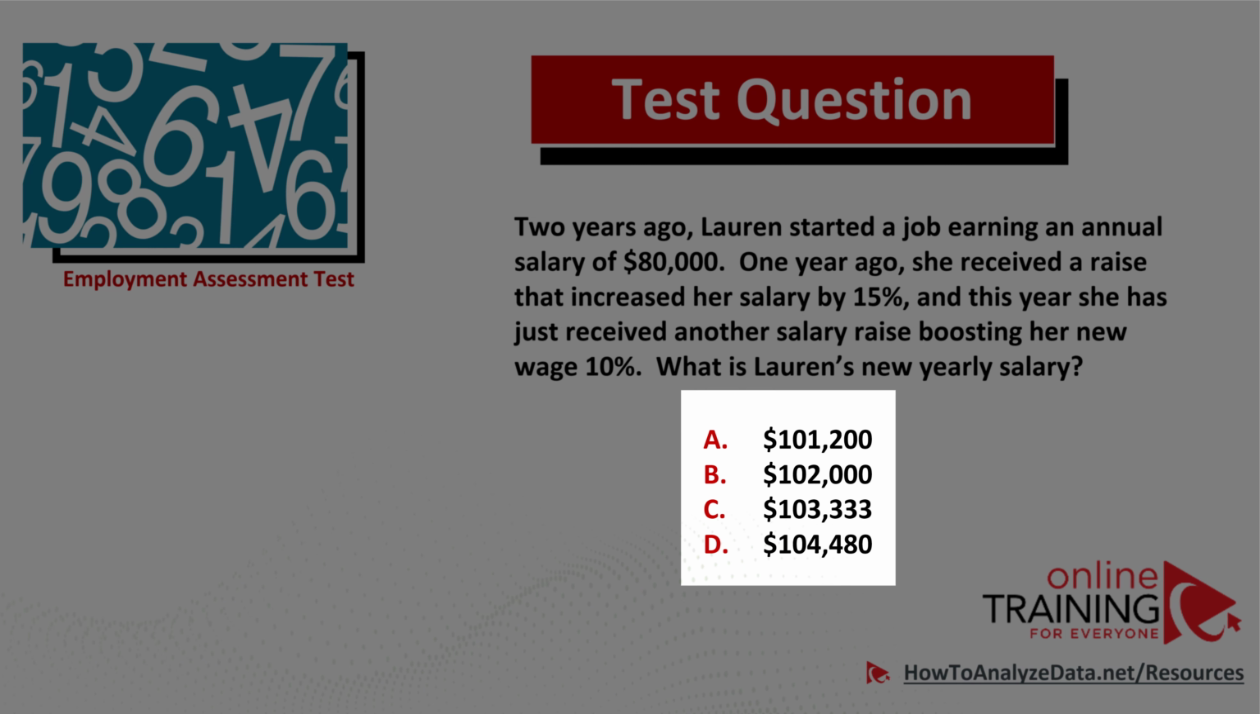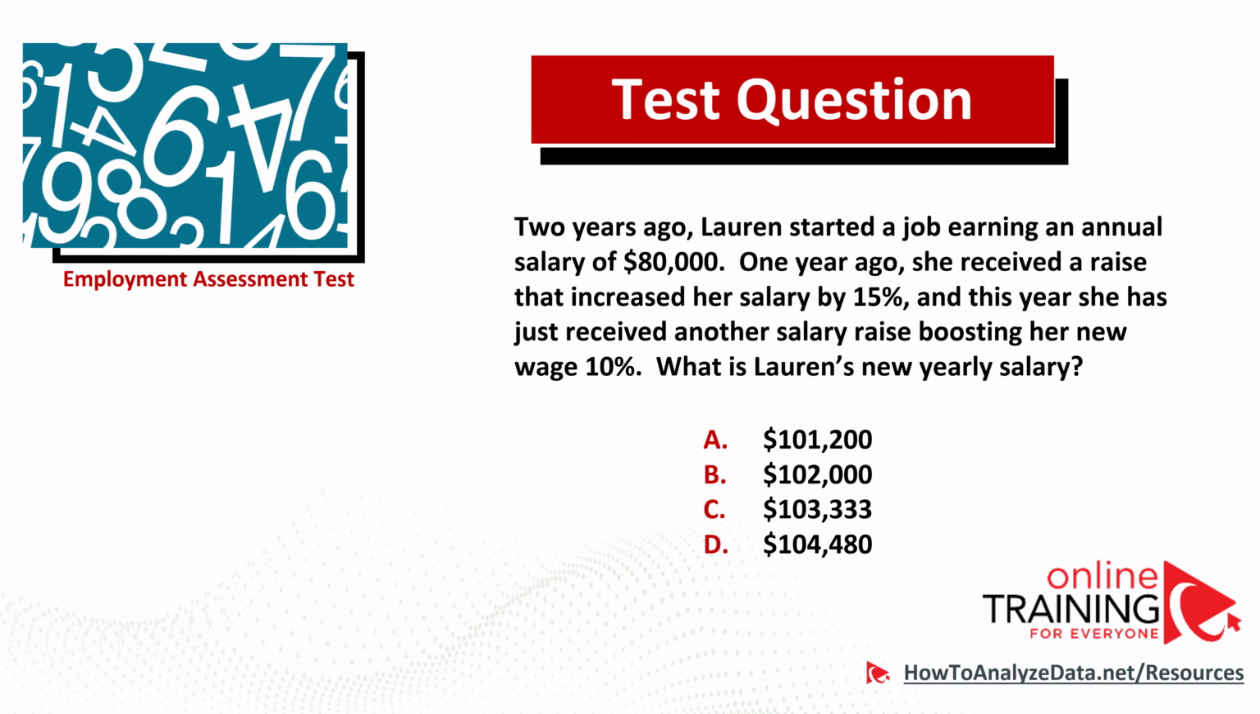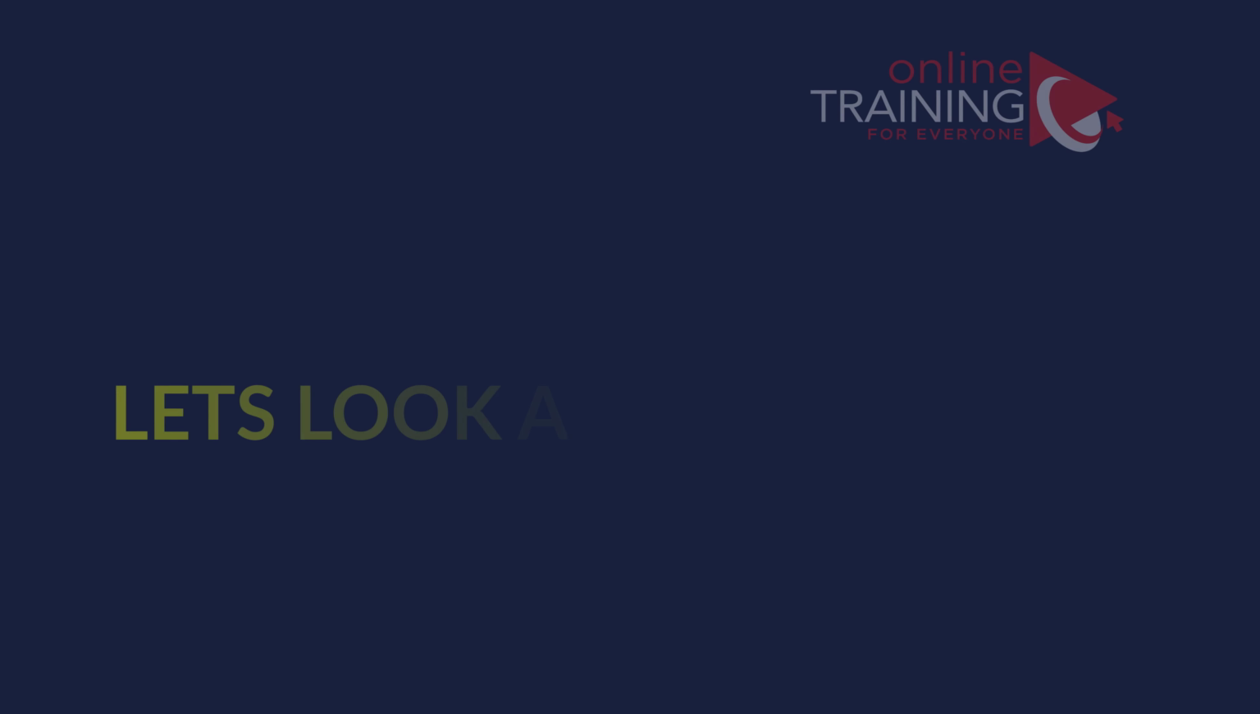Choice A, $101,200. Choice B, $102,000. Choice C, $103,333. And choice D, $104,480. Do you think you know the answer? Now might be a good time for you to pause this video to see if you can come up with the answer on your own.